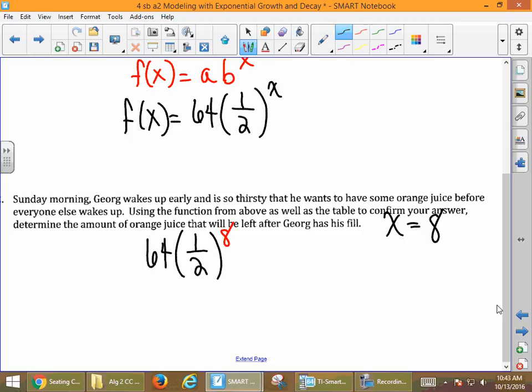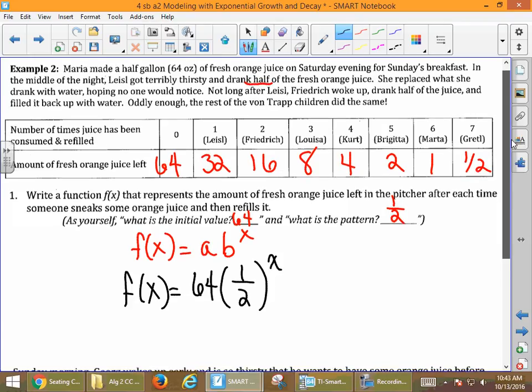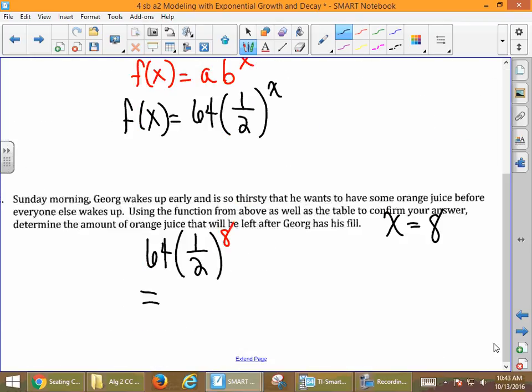But is there any common sense there that you could have used to figure it out? Because the question says, determine the amount of orange juice that will be left after George has his fill. Tiffany? I just say divide what was 0.5 and half into 0.25. 0.25 or 1/4 ounce left. You could have looked back at the table and divided by 2.